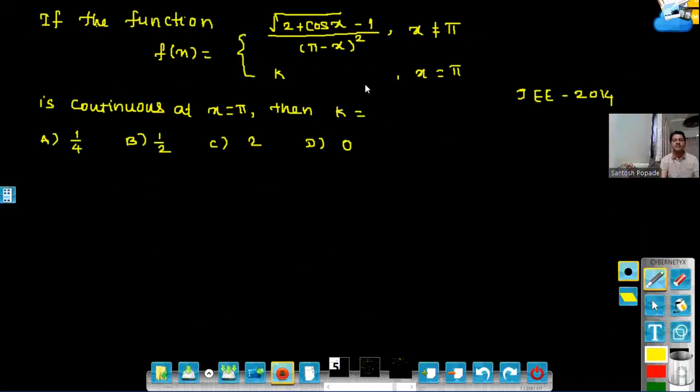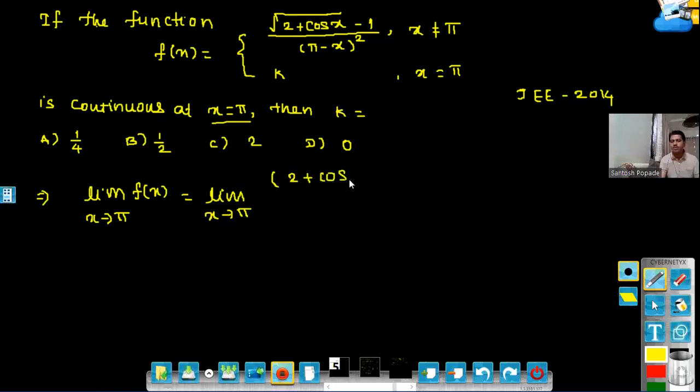It is given that a function is defined as f of x equals to (under root of 2 plus cos x minus 1) upon (pi minus x) whole square, where x is not equal to pi, and it is equal to k for x equals to pi, and it is continuous at x equals to pi. We have to find the value of k. If a function is continuous, then we know that the limit of the function and the value of the function are the same. That means, in this case, the limit of f of x as x tends to pi is equal to f of pi. So, let us first find the limit of f of x as x tends to pi.